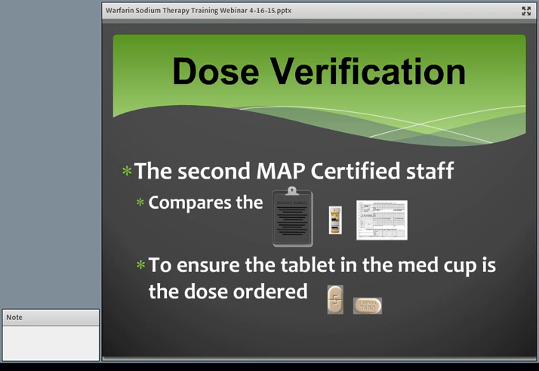The second certified or licensed staff should compare the healthcare provider order to the pharmacy label to the med sheet and verify that the correct warfarin dosage was placed in the medication cup. The second person is verifying that the correct dose was prepared, not watching that medication is being administered.